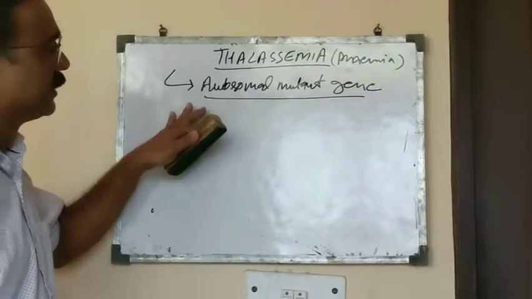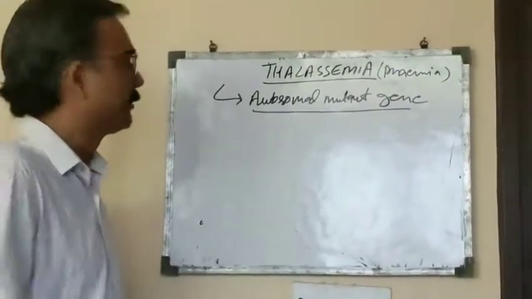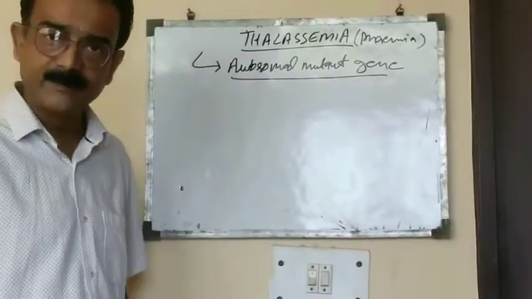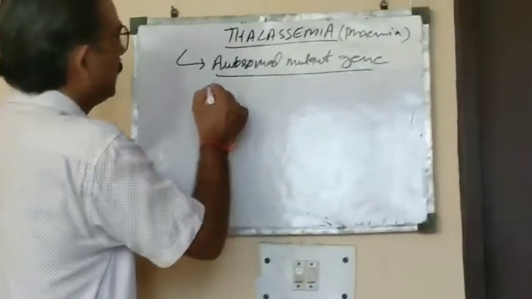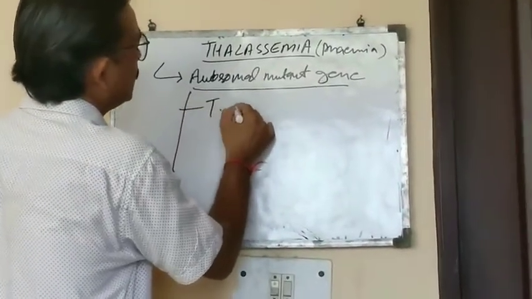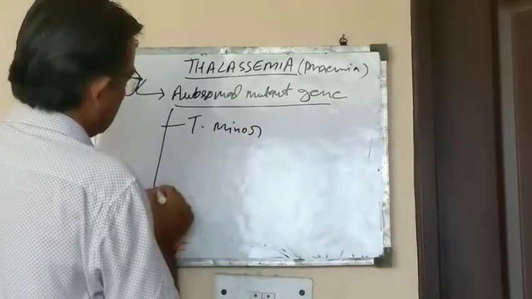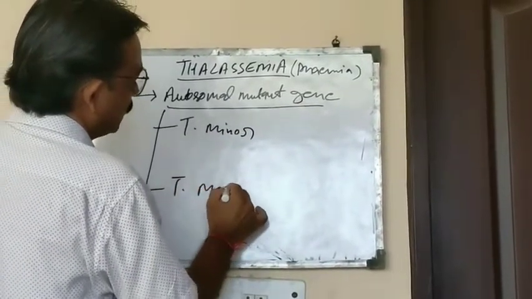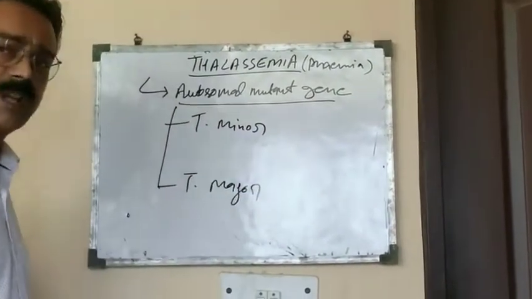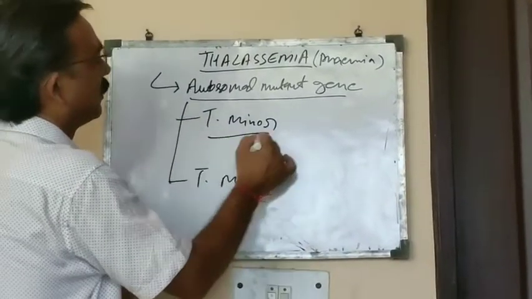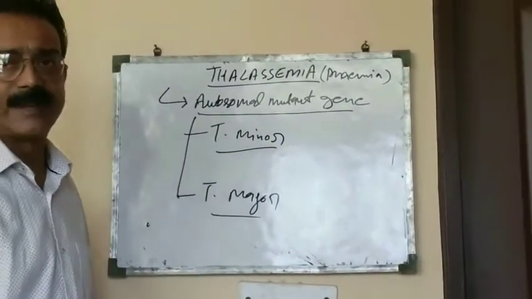So this thalassemia, that is generally referred to as human anemia, is because of an autosomal mutant gene, and further thalassemia is categorized as thalassemia minor and thalassemia major. These are two types of thalassemia.